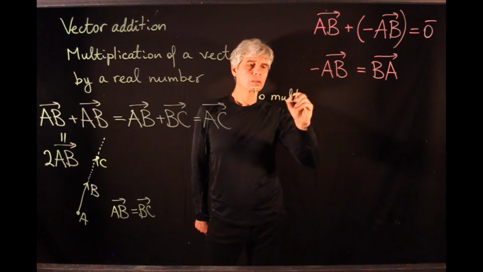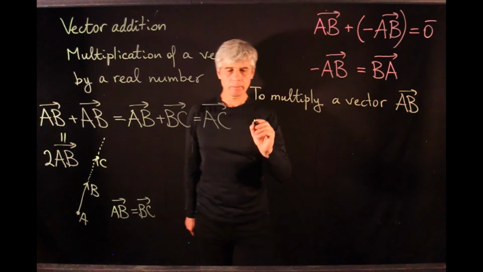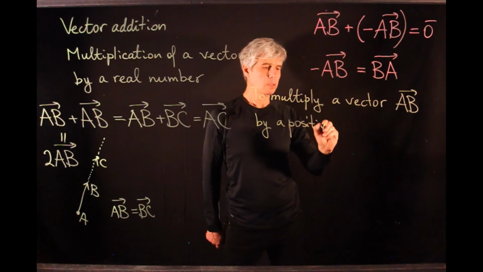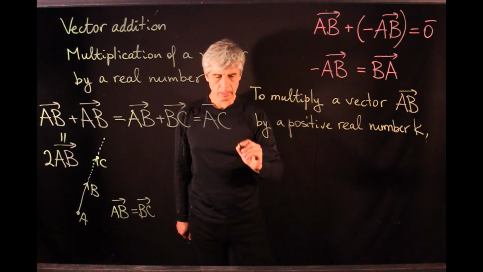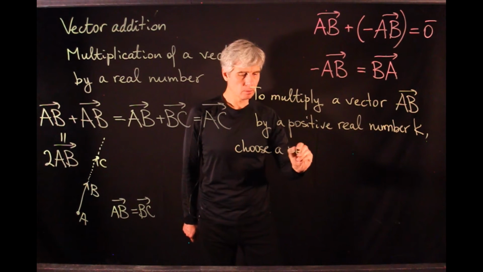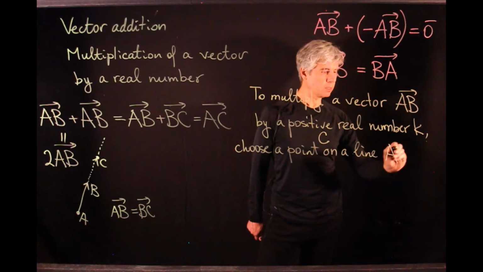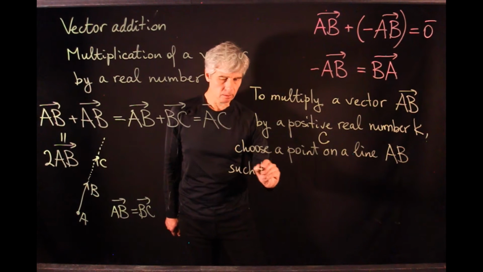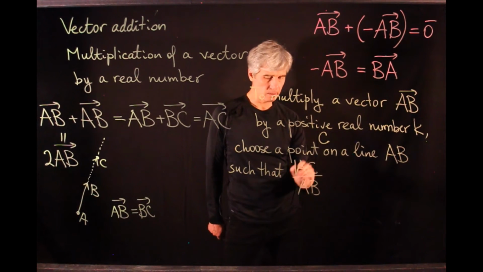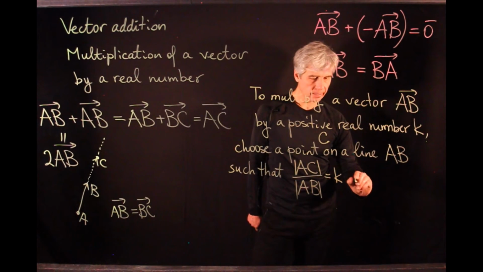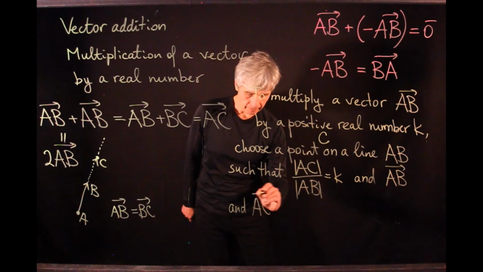To multiply a vector AB by a positive real number K, choose a point C on a line AB such that the distance between A and C over the distance between A and B is equal to K, and vectors AB and AC have the same direction.